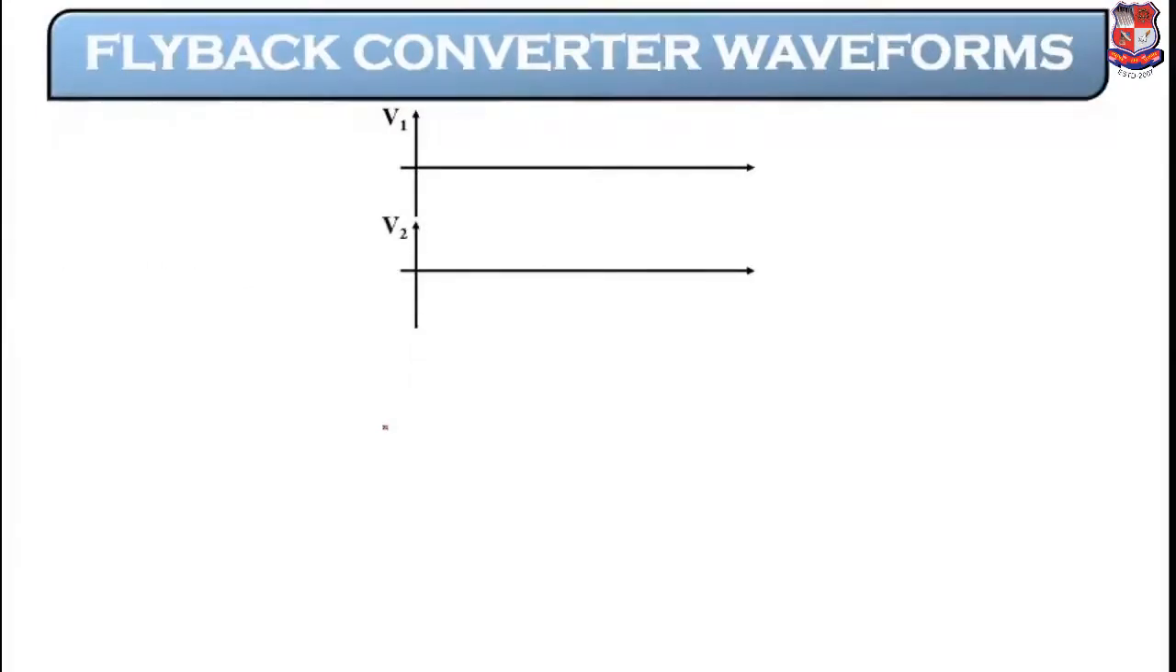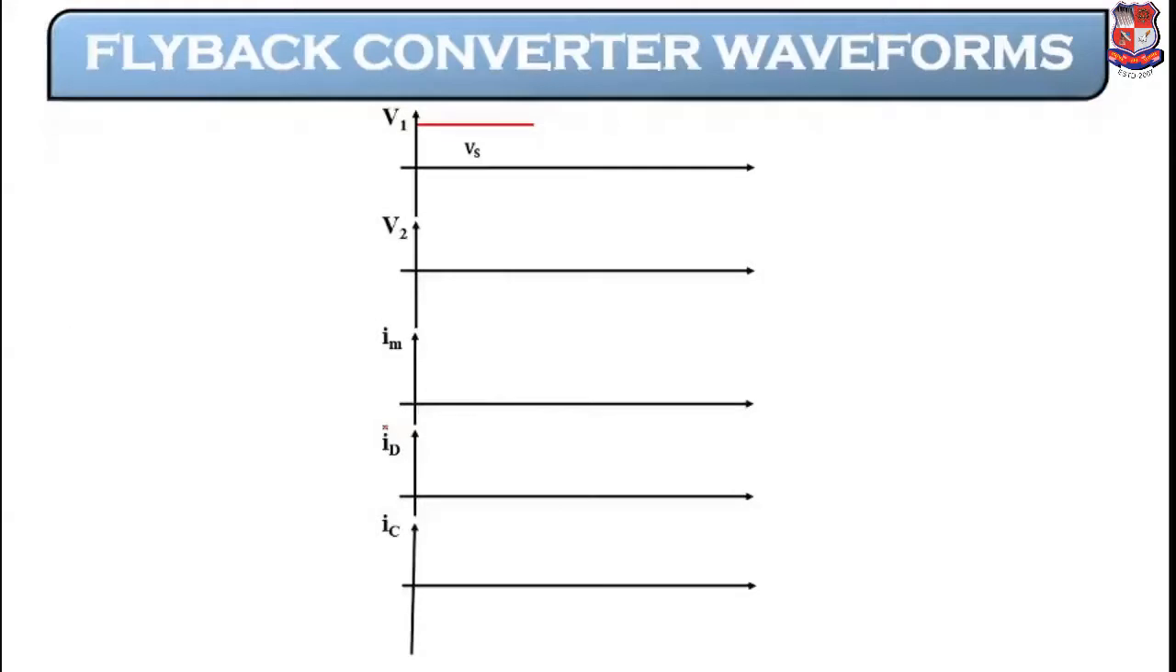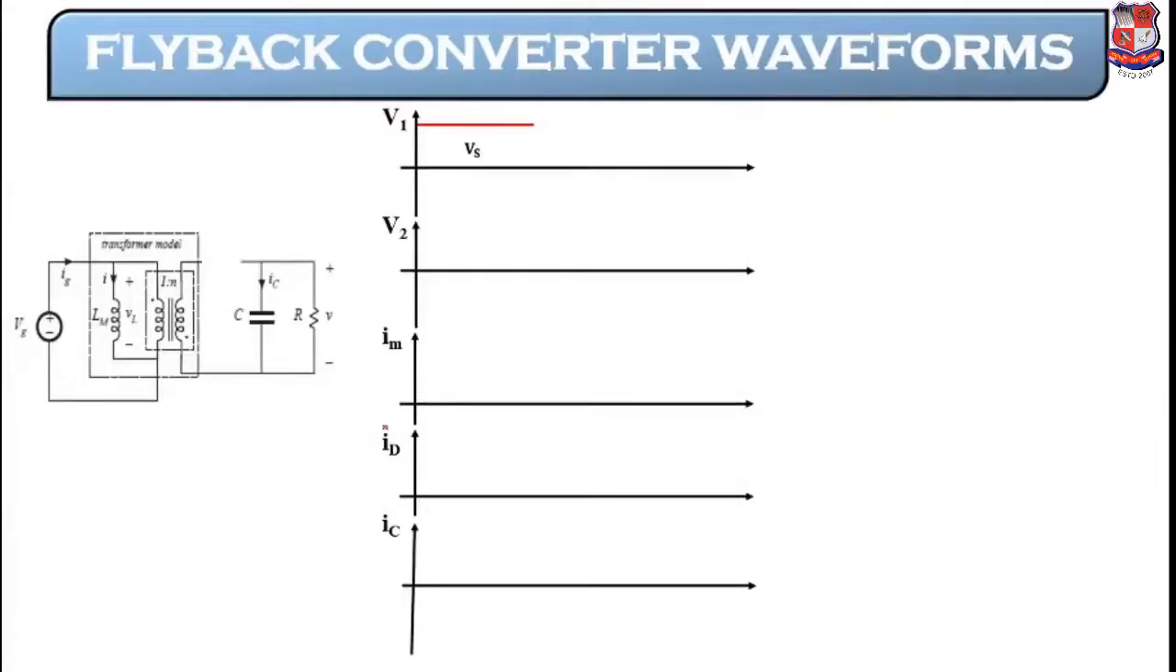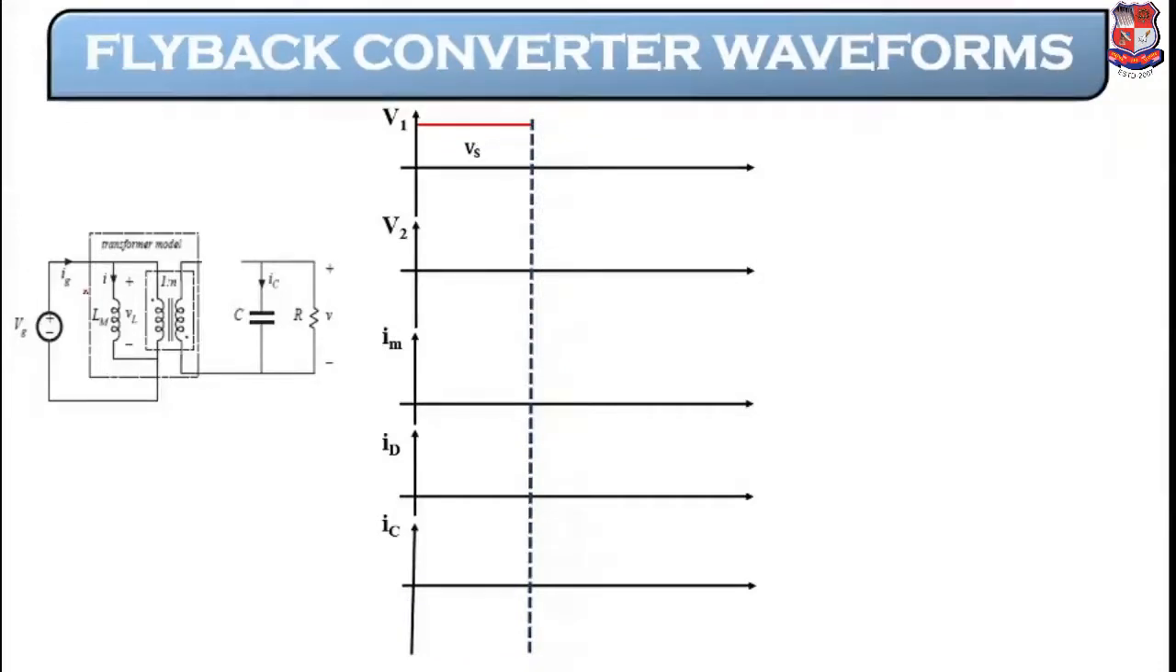So moving further, waveforms. Over here there will be many waveforms. First will be V1, second is V2, third is magnetizing current Im, fourth is diode current, and lastly capacitor current. We know that V1 during Vs, when the switch is on, was equal to Vs. This is the equation, and we had written the equation also for turn on. V1 was equal to Vs, which was also equal to VL. I have divided these waveforms into two parts, that is, the turn on and turn off periods.